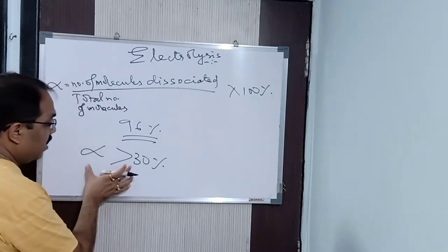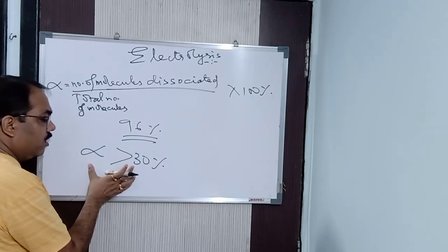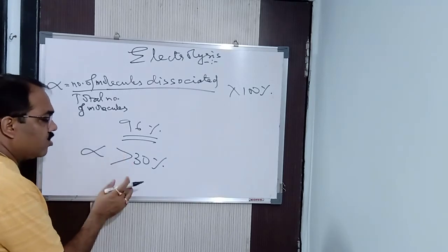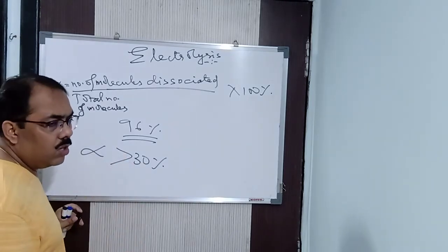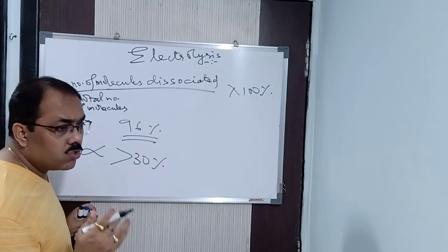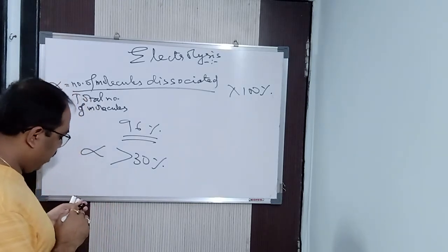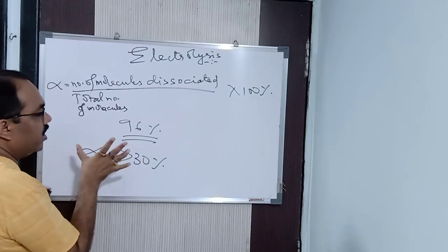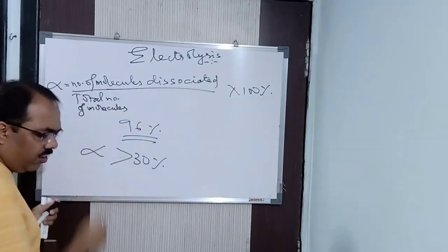Again I repeat: if the degree of dissociation is greater than 30%, it is a strong electrolyte. If it is less than 30%, it is a weak electrolyte. And if the degree of dissociation is almost nil, zero, then it is considered a non-electrolyte. Clear? In this way we calculate the value of alpha and find out whether it is strong, weak or non-electrolyte. This is theoretically.